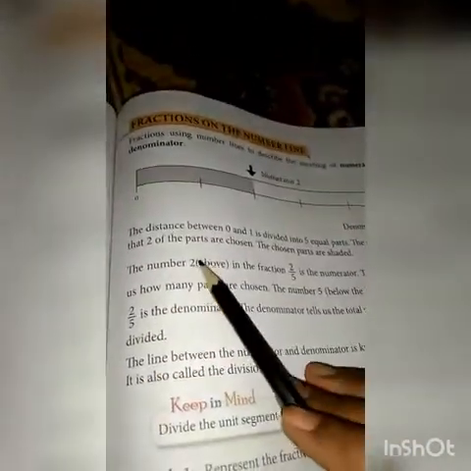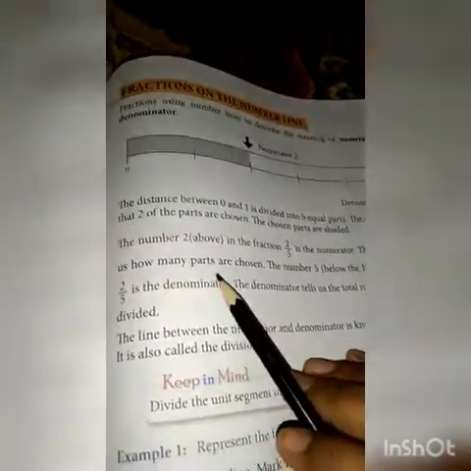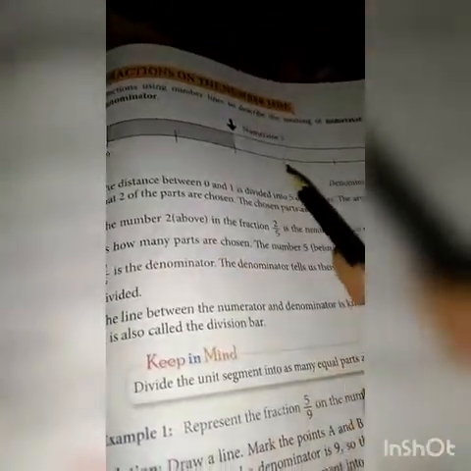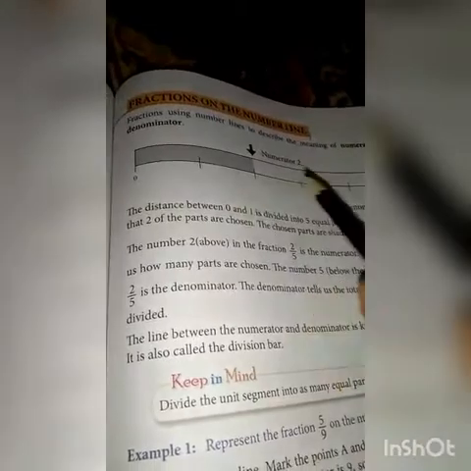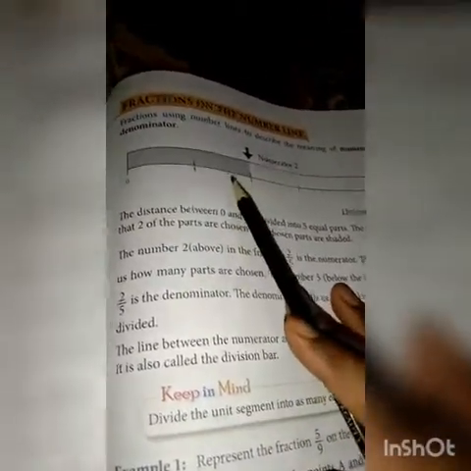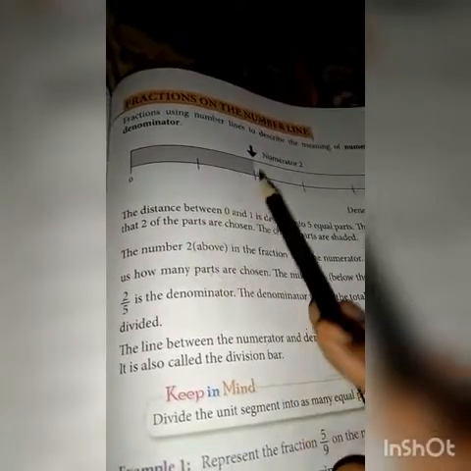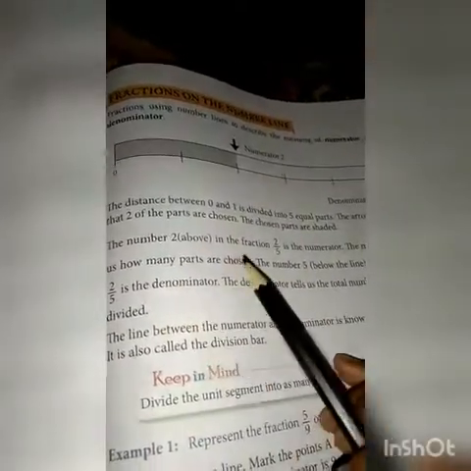The number 2 above the line in the fraction 2 upon 5 is the numerator, and the numerator tells us how many parts are chosen. So what is the work of the numerator? The numerator tells how many parts are chosen or shaded. Here they are shaded, so we say that the chosen parts are shaded and this one is the numerator. So how many parts are chosen?